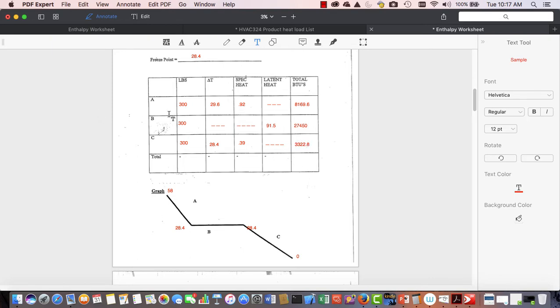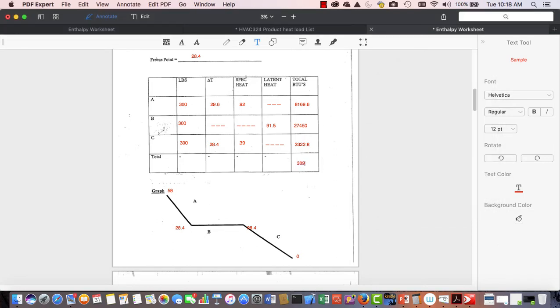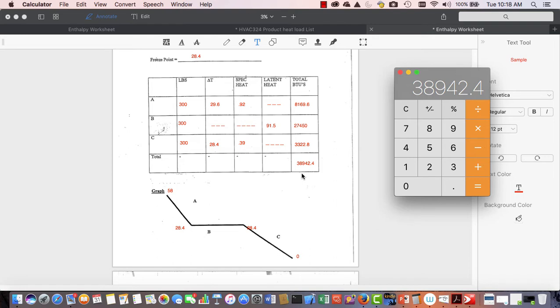So the total heat I need to remove to do this whole thing from 58 degrees to 0 degrees for the apples, you're going to add this total BTU column. So we have my 3322.8 plus 27,450 plus 8169.6 comes to 38942.4. Let me just verify that number, 38942.4. So it takes 38,942 BTUs of heat to cool 300 pounds of apples from 58 degrees to 0 degrees.